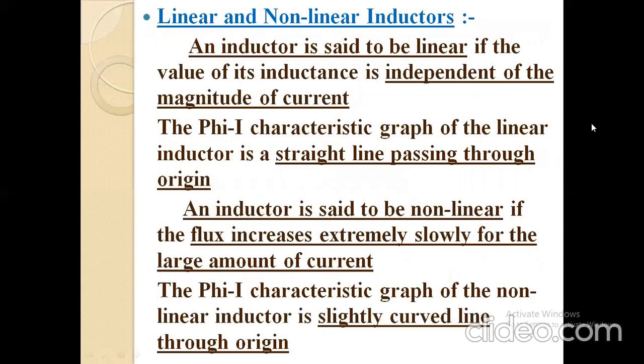Then the next topic in this point is the linear and non-linear inductors. An inductor is said to be linear if the value of its inductance is independent of the magnitude of current. The Phi-I characteristic graph of the linear inductor is a straight line passing through the origin, whereas an inductor is said to be non-linear in nature if the flux increases extremely slowly for a large amount of current. The Phi-I characteristic graph of the non-linear inductor is a slightly curved line passing through the origin.